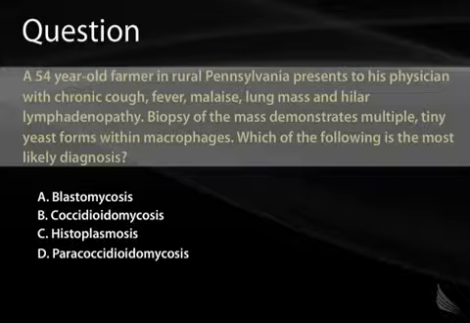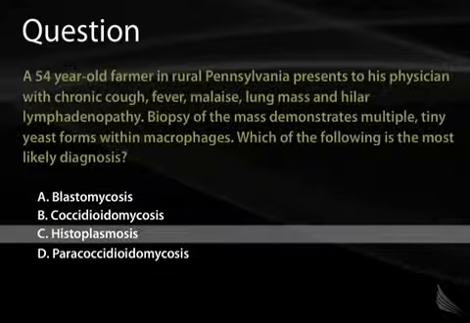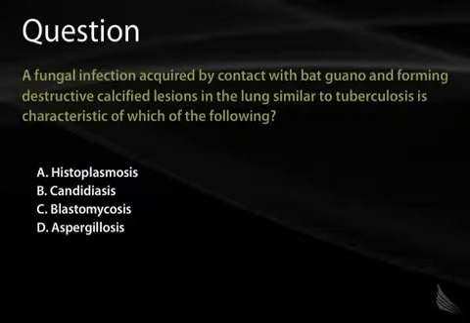This is a good question to go back and remember later. We just barely talked about how the macrophages engulf histoplasma, and so we know this is histoplasmosis. Without the biopsy information, it could be any number of things causing a cough, fever, malaise, and a lung mass. But once we know we have tiny yeasts inside macrophages, there's nothing else that it's going to be.